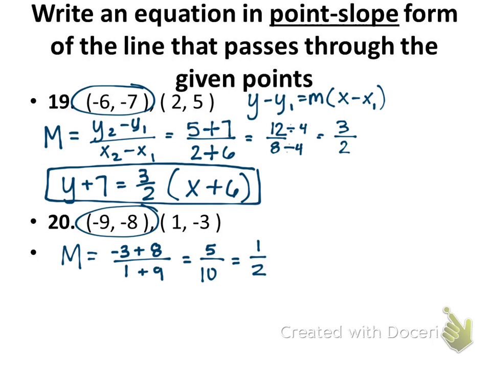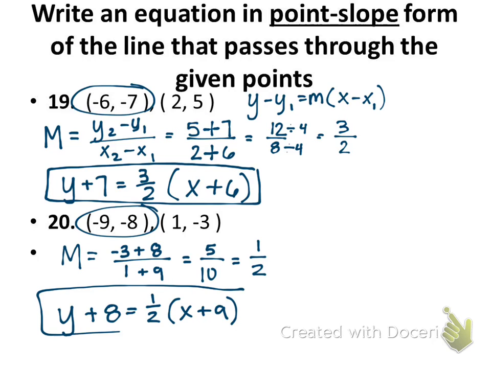First one. Y plus 8 equals 1/2 times x plus 9. Don't distribute. Don't try to simplify because that takes it out of point slope form. It has to be in point slope form. Okay?